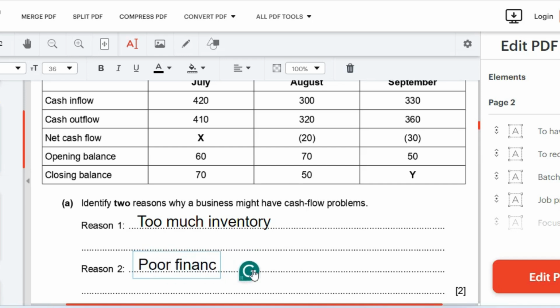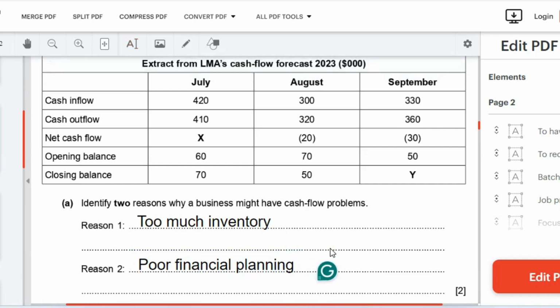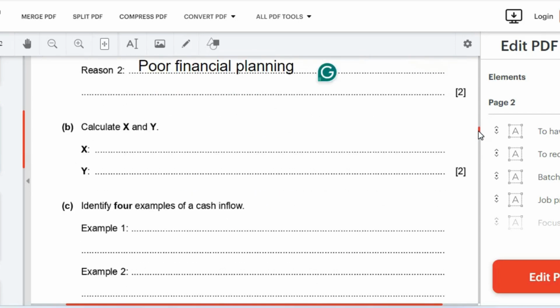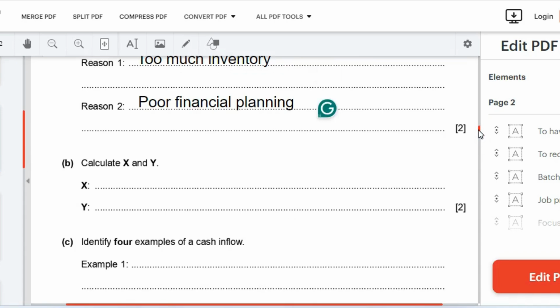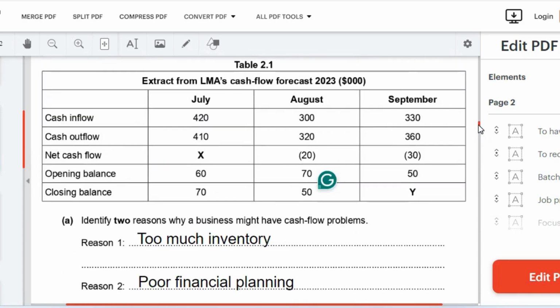Poor financial planning. Now, these are not the only two reasons why a business might have cash flow problems. It can be due to growing too quickly or overtrading, or having trade receivables take too long to pay. Now let us look at the 2B question here. We have to calculate x and y. Now let us go back to the table.